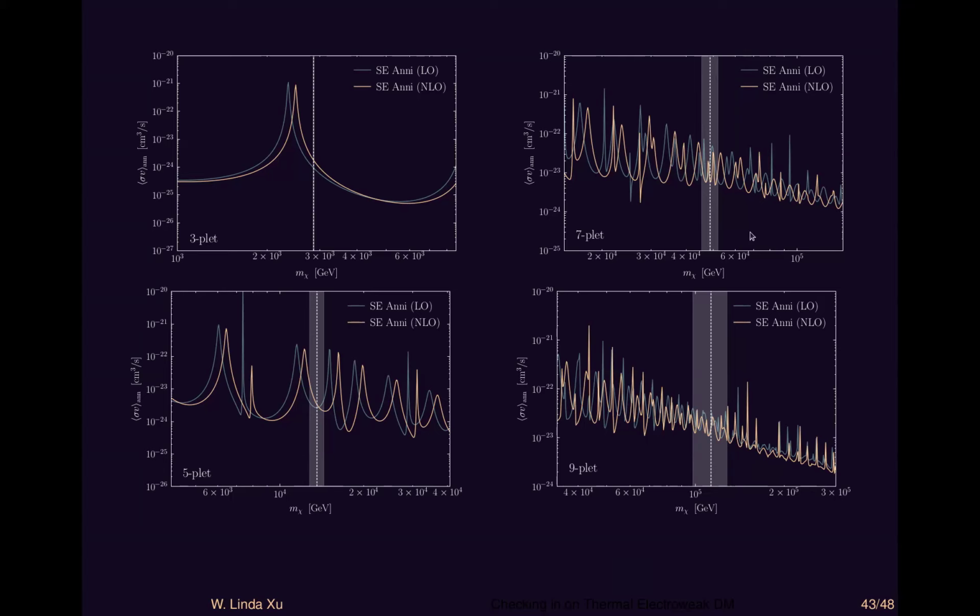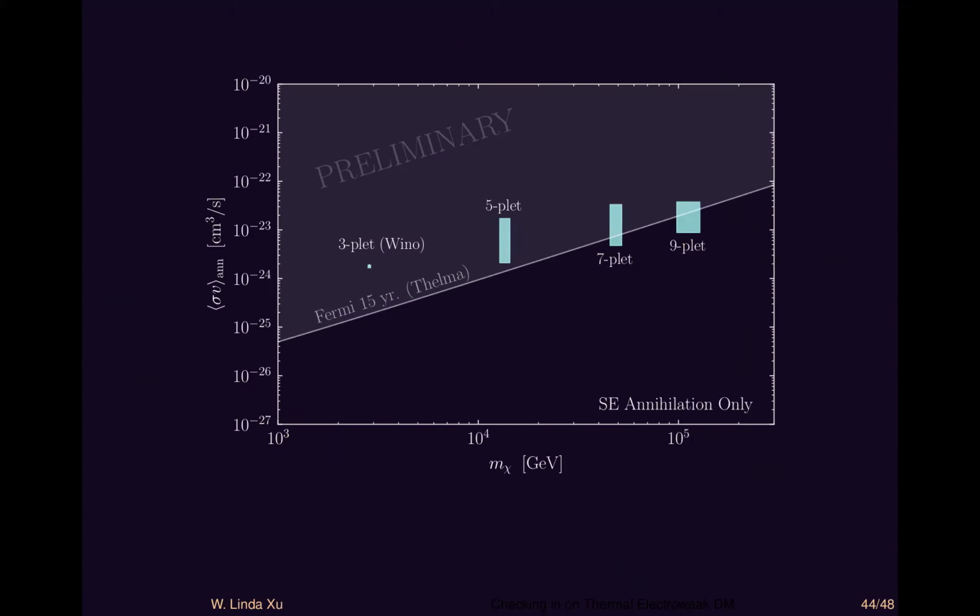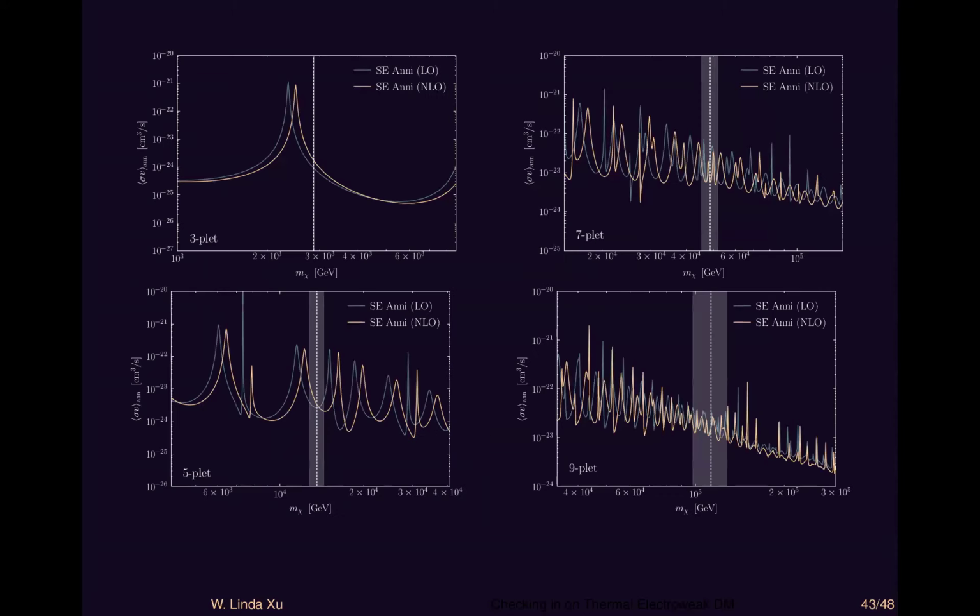Even by the time you get to the quintuplet, you are traversing several of these resonant peaks, many orders of magnitude within the possible thermal mass range. But really, we can ask the question for these cross section predictions.